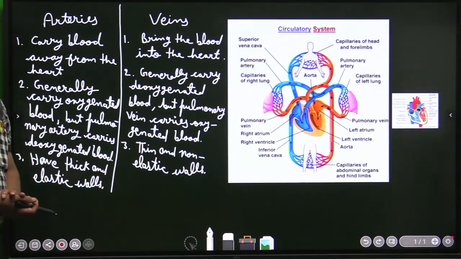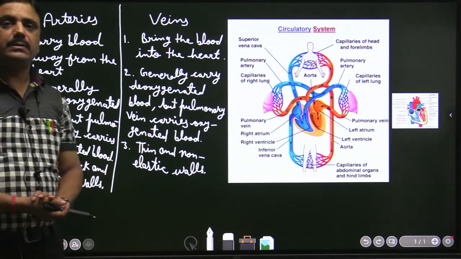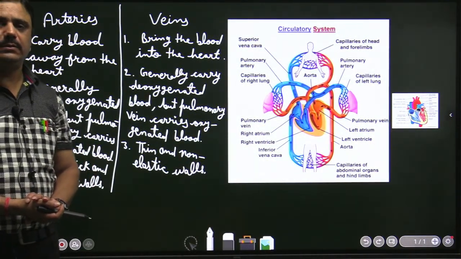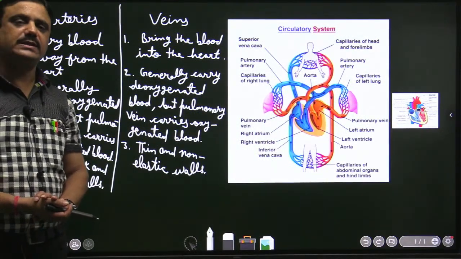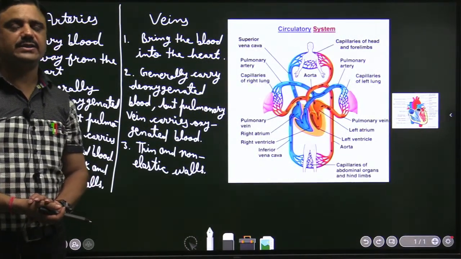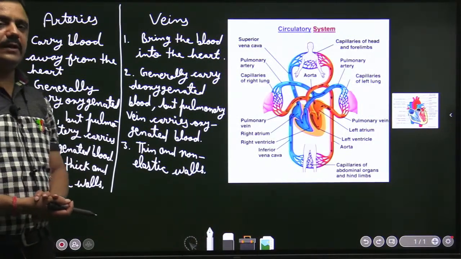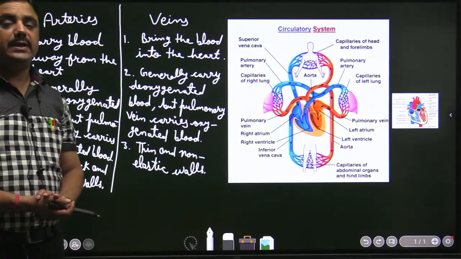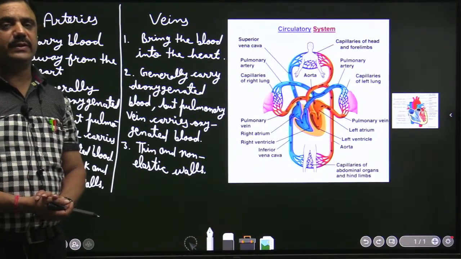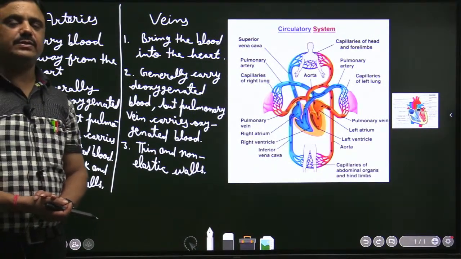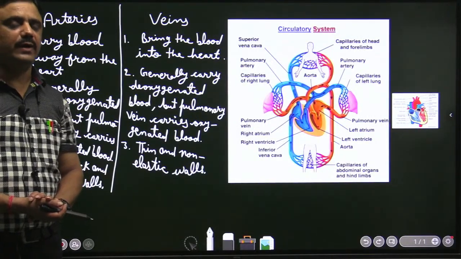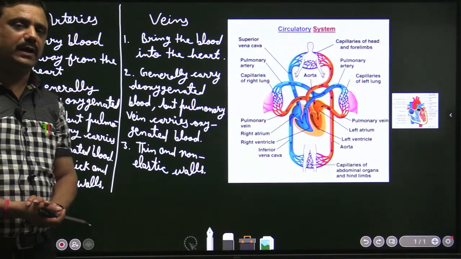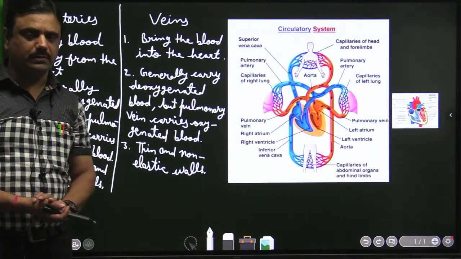Now this blood pressure is again of two types. And what are those two types? Systolic pressure and diastolic pressure. Now what is the meaning of that? So first you have to understand that the contraction of heart is known as systole, and relaxation of heart is known as diastole. Okay?